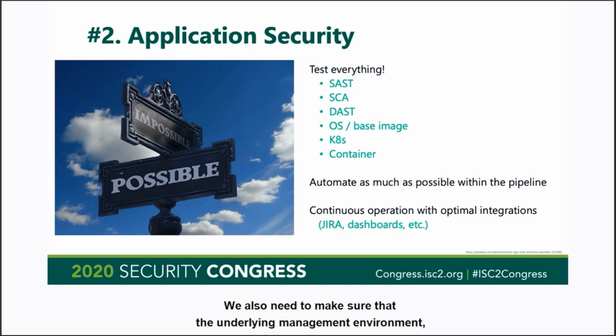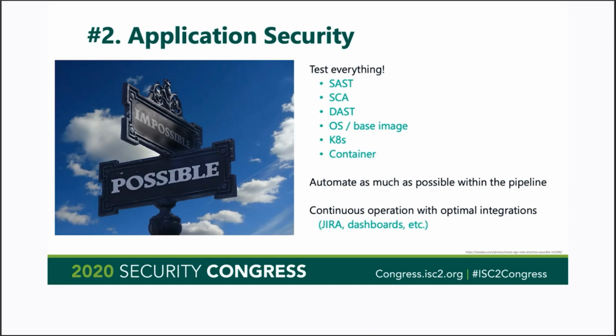We also need to make sure that the underlying management environment, such as Kubernetes, as well as the containers themselves, are being actively tested, including scanning for configuration checks, as well as looking for bad practices, such as open root access on system ports, as well as embedding of keys and things of that manner within our environments. As part of this, we really want to strive to automate as much as humanly possible within the pipeline. Again, let me say that one more time. We must strive to automate as much as possible within the pipeline.